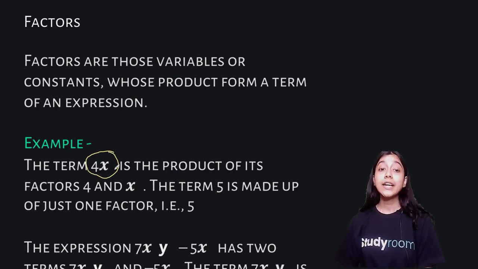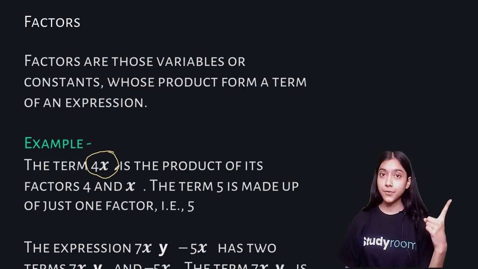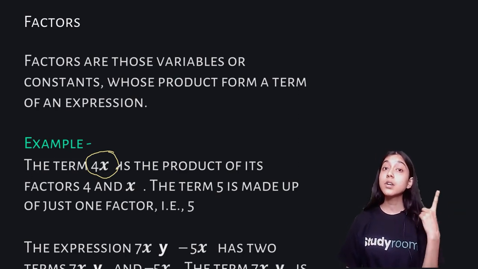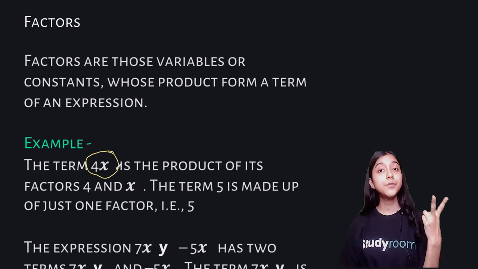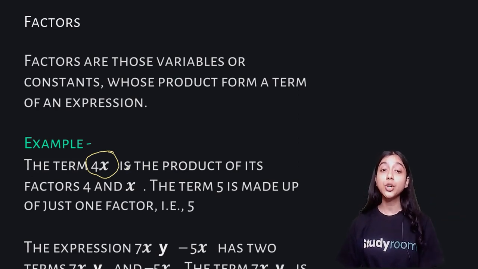So the factors of this term are 4 and x. 4 is a constant term and x is a variable. So the product of this 4 and x gives us the term of an expression. So 4 and x are the factors of the given term of an expression.